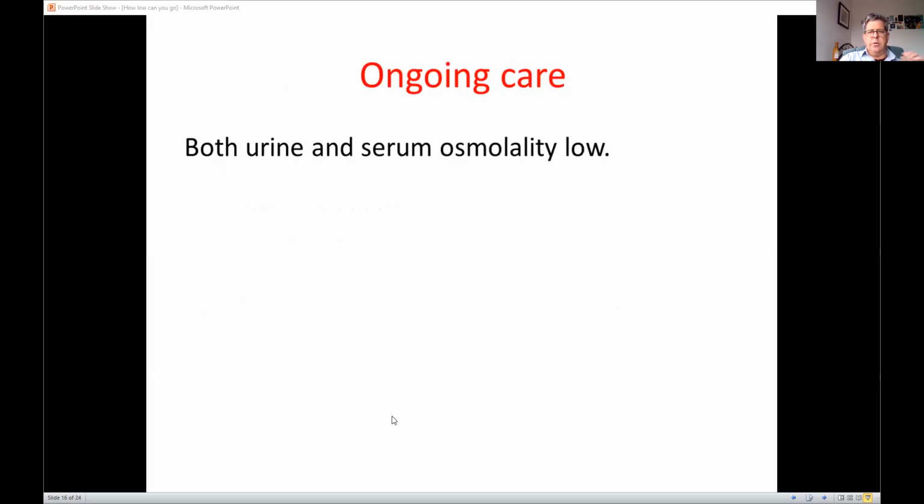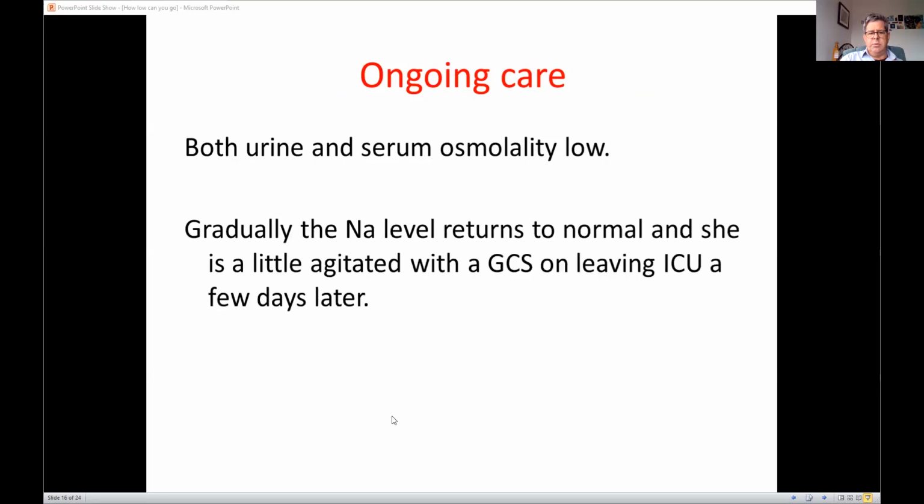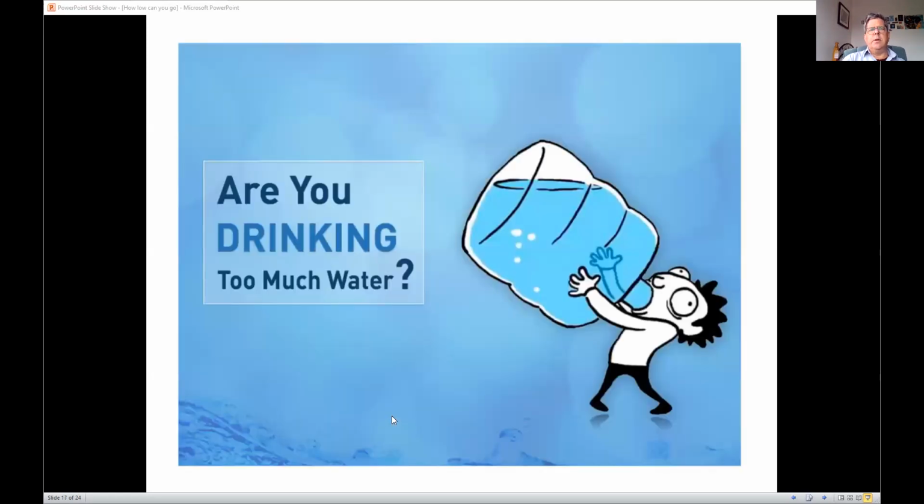They noticed that both the urine and the sodium osmolality was low. She got a little bit agitated by the time she left ICU, and then was discharged well with a GCS of 15. And the feeling was she had water intoxication as a cause of hyponatremia, seizures and hyponatremia. So it's one of the less common causes of hyponatremia we see.